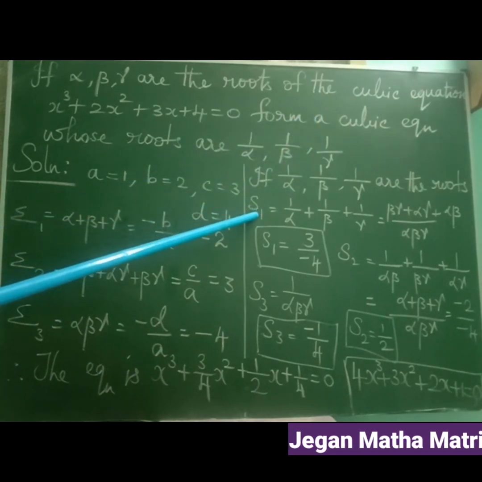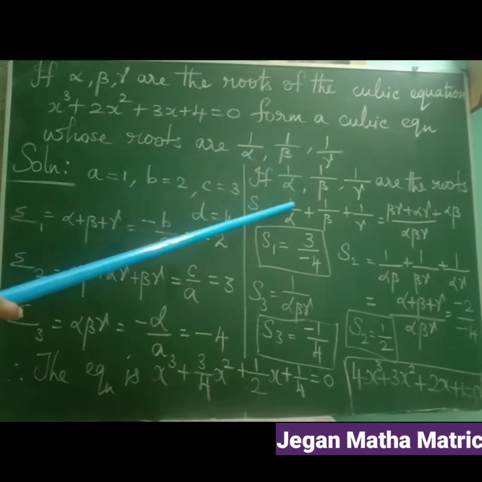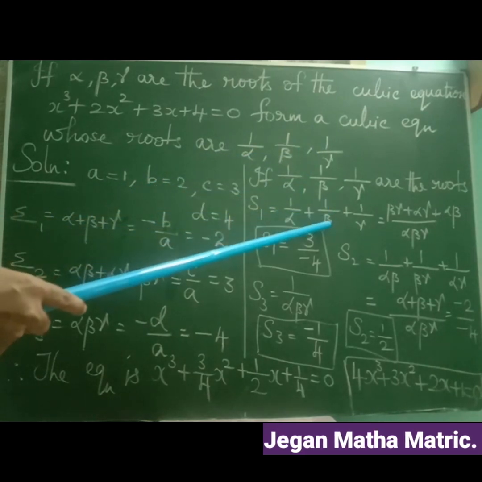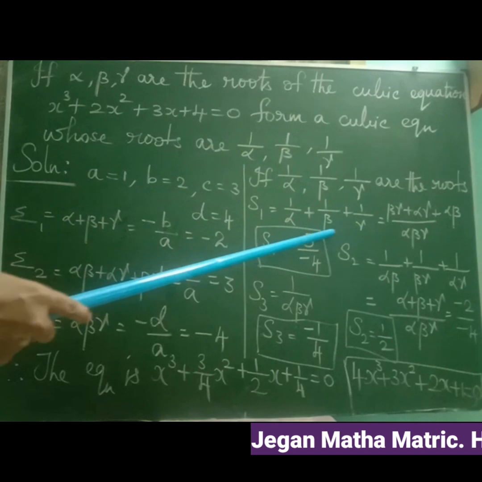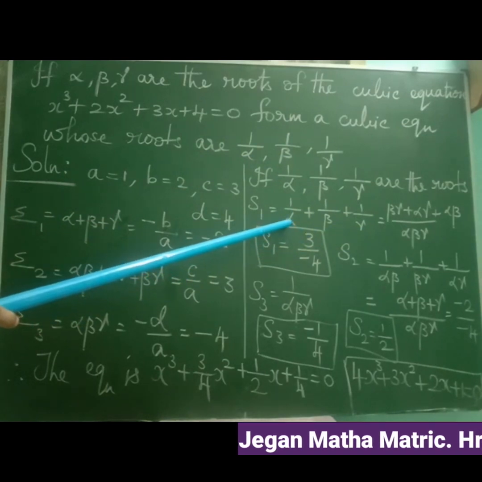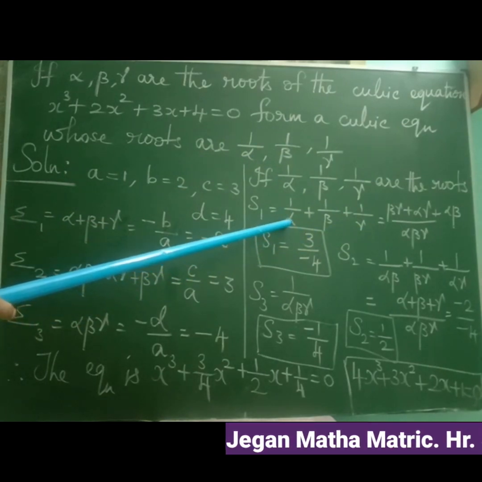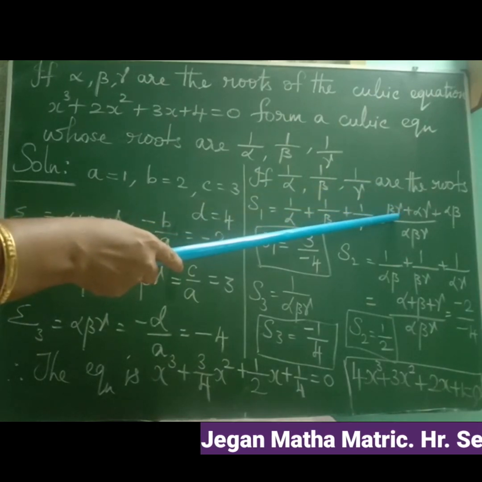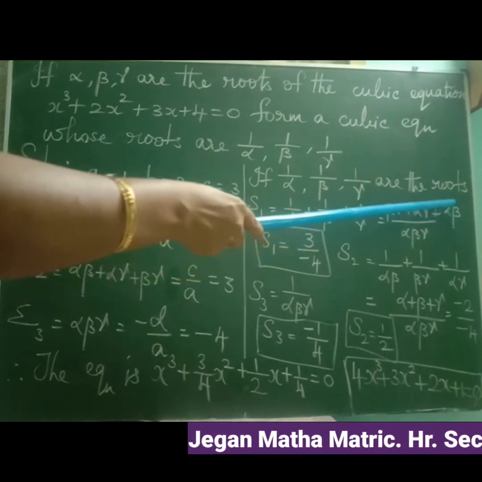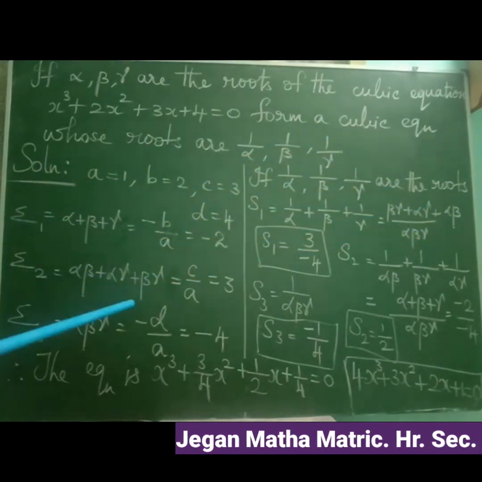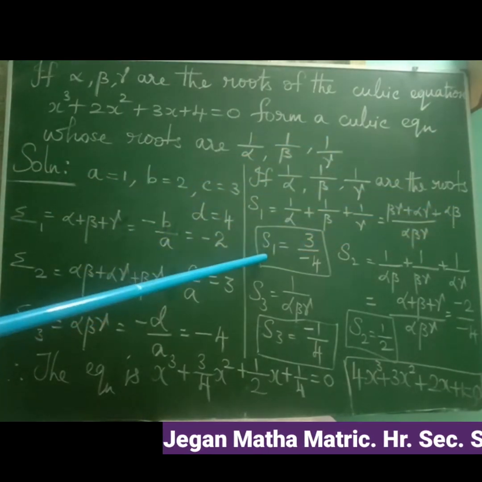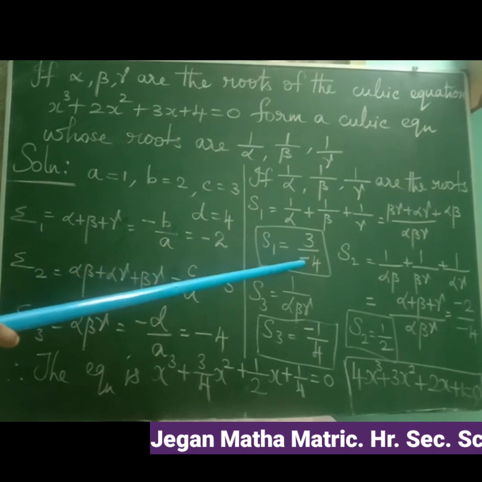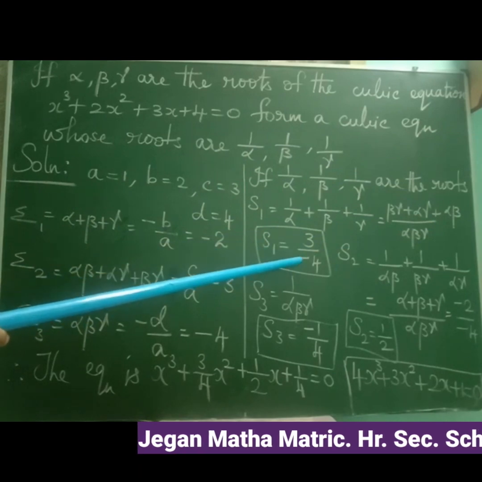Here the first summation is the sum of the roots: 1 by alpha plus 1 by beta plus 1 by gamma. If you take alpha beta gamma as the LCM, the numerator we get is beta gamma, alpha gamma and alpha beta. We already got these values from the first expressions. We can write S1 equal to 3 divided by minus 4.